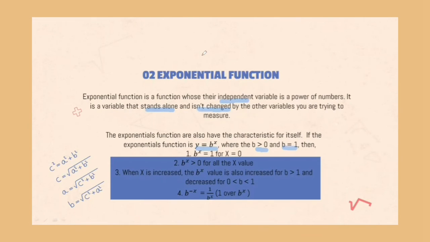b power x equals 1 for x equals 0, and b power x is greater than 0 for all x values. When x is increased, the b power x value is also increased for b greater than 1 and decreases for 0 less than b less than 1. And then the last one is b power of negative x equals 1 over b power of x.